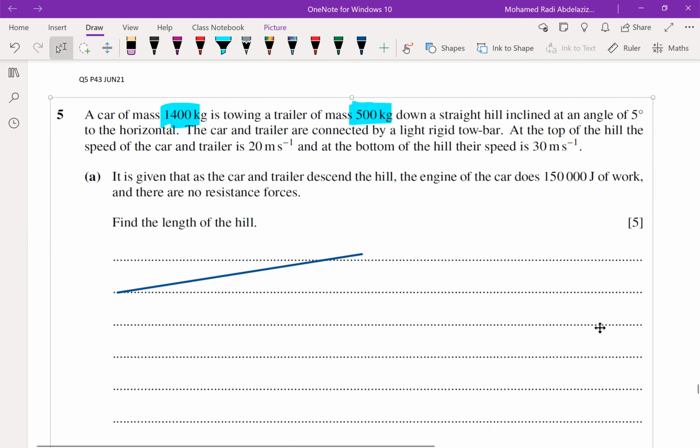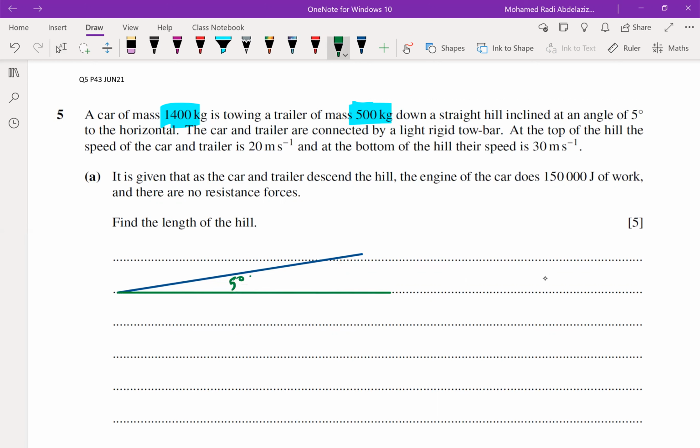So it's inclined. And also you have to know whether the system is moving up or moving down. It makes an angle with the horizontal line, so the measure of this angle is 5 degrees. Down a straight hill inclined at an angle of 5 degrees to the horizontal.